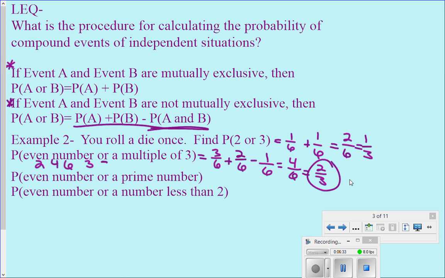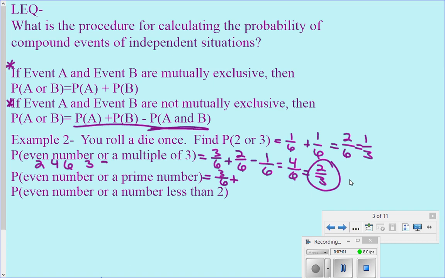Okay, so you don't have to use the formula, but sometimes the formula actually is easier to use. So you can either use the formula for when they're not mutually exclusive, or again, just logically. And this would be my work, showing 2, 4, 6, and 3, and that's 4 out of 6 numbers. Same thing here, even number or prime. Let's use the formula first, then let's use logic. So even number, 3 out of 6.